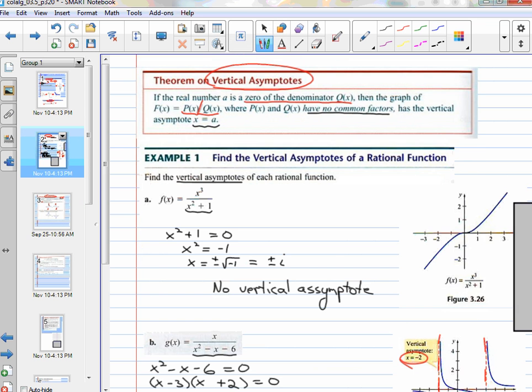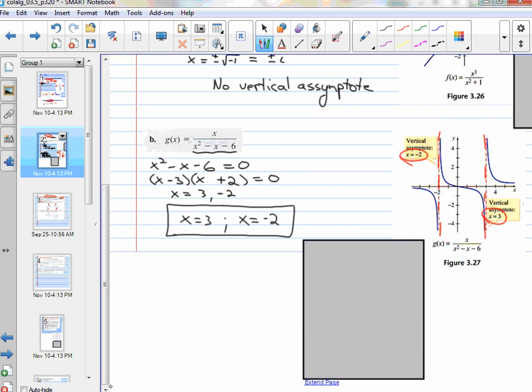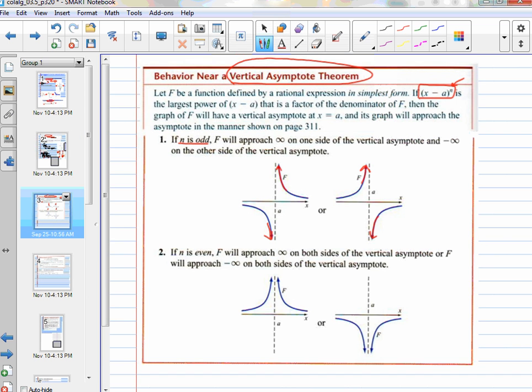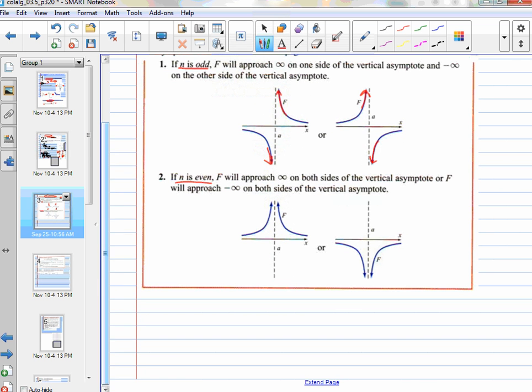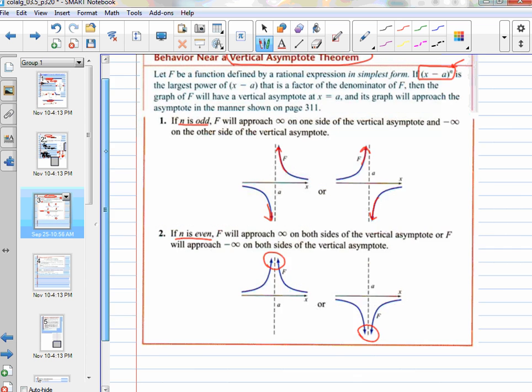Let me back up here. These were odd powers. These were to the first powers. So on either side of these lines, my graph should be going in opposite directions. And sure enough, it is. It's going in opposite directions. That one's down, this one's up. If the degree is even, then it's going to be going the same direction, both to positive infinity or both to negative infinity. Haven't seen one of those yet. So that's the vertical asymptote there.